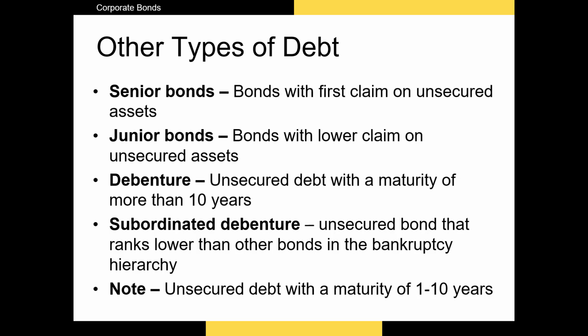Let's start with senior bonds. Senior bonds are bonds that put the bondholder first in line after the secured bondholders in the case of firm default, and these bondholders that own these senior bonds are typically going to be paid something very close to what they're owed. Junior bonds are bonds with a lower claim on unsecured assets than senior bonds.